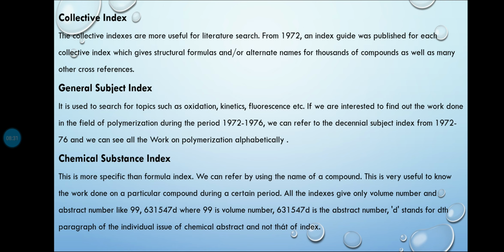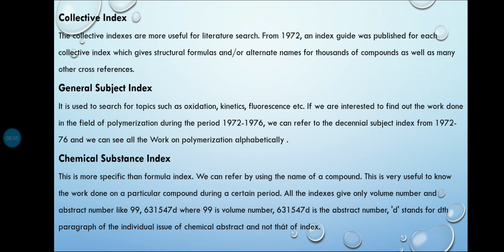Chemical Substance Index. Chemical Substance Index is more specific than formula index. We can refer by using the name of a compound. This is very useful to know the work done on a particular compound during a certain period.